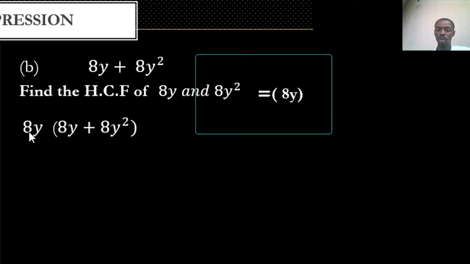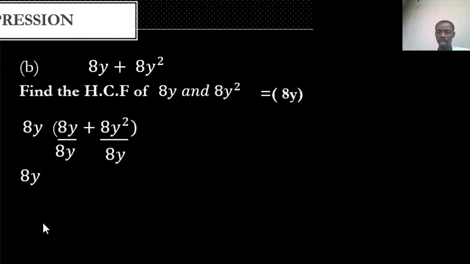So the next thing you want to do is divide each of these terms by 8y. So this is 8y divided by the 8y you have outside, and 8y squared divided by the same 8y you have outside. So you divide each of the terms inside the bracket by what? The 8y you write outside. So open your brackets. When 8y is divided by 8y, what do you have? You should have a 1. Then plus, now 8y squared divided by 8y, what's your answer? I think it's y. But maybe somebody is not sure.